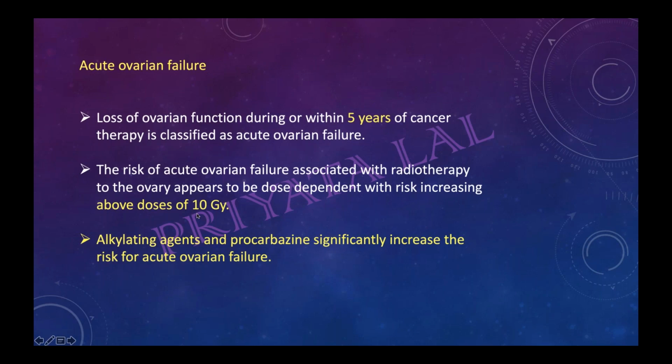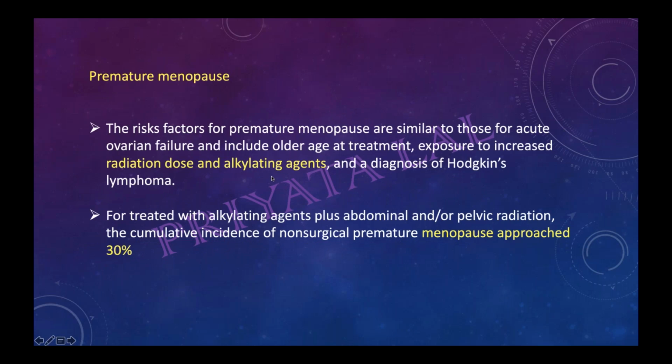If radiotherapy is given, at what dose will ovarian failure occur? It will be a dose above 10 Gy. Above 10 Gy, ovarian failure will occur. And in which chemotherapy agents is it there? With the alkylating agents and procarbazine, because questions also come from all these parts. Premature menopause can also occur. It occurs in 30% of the patients.